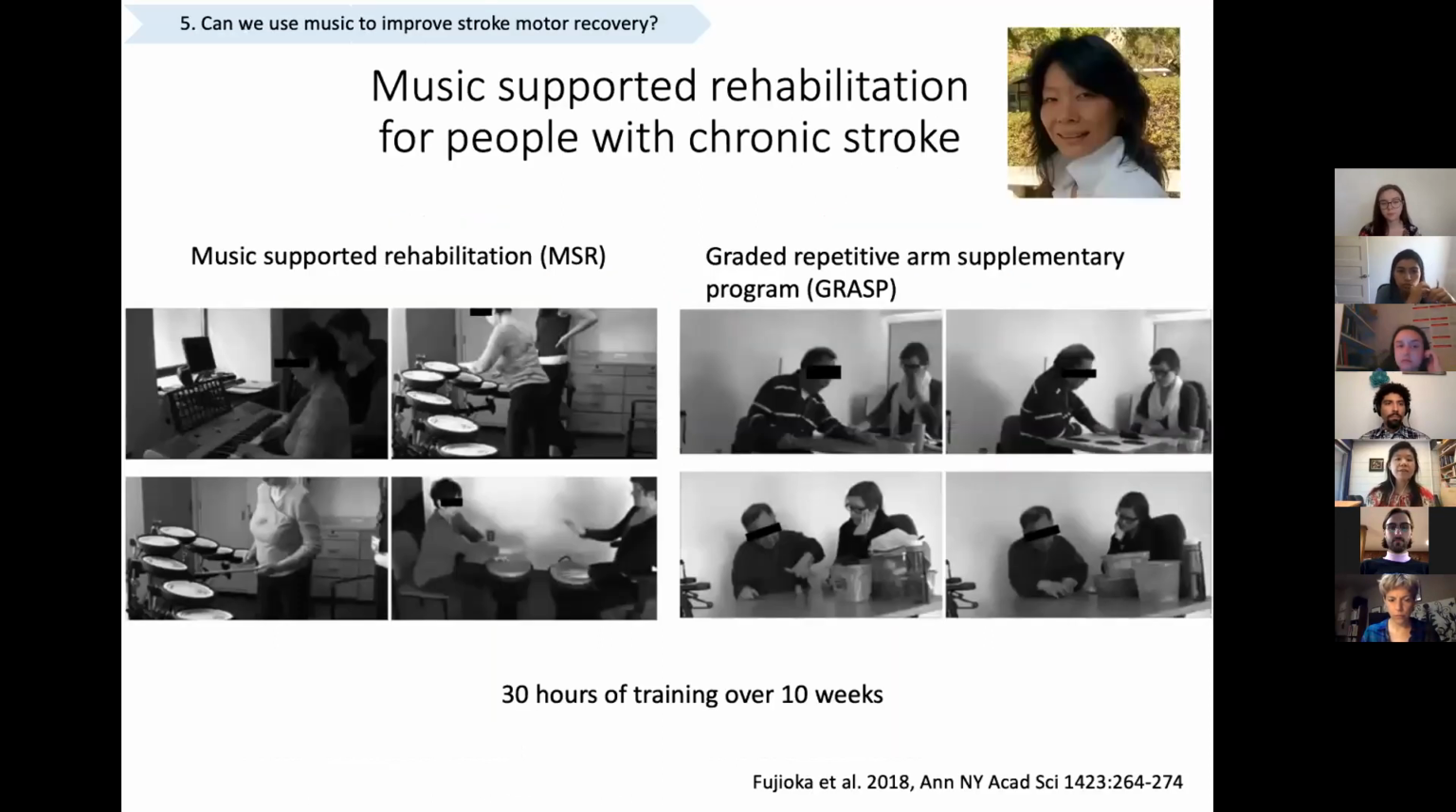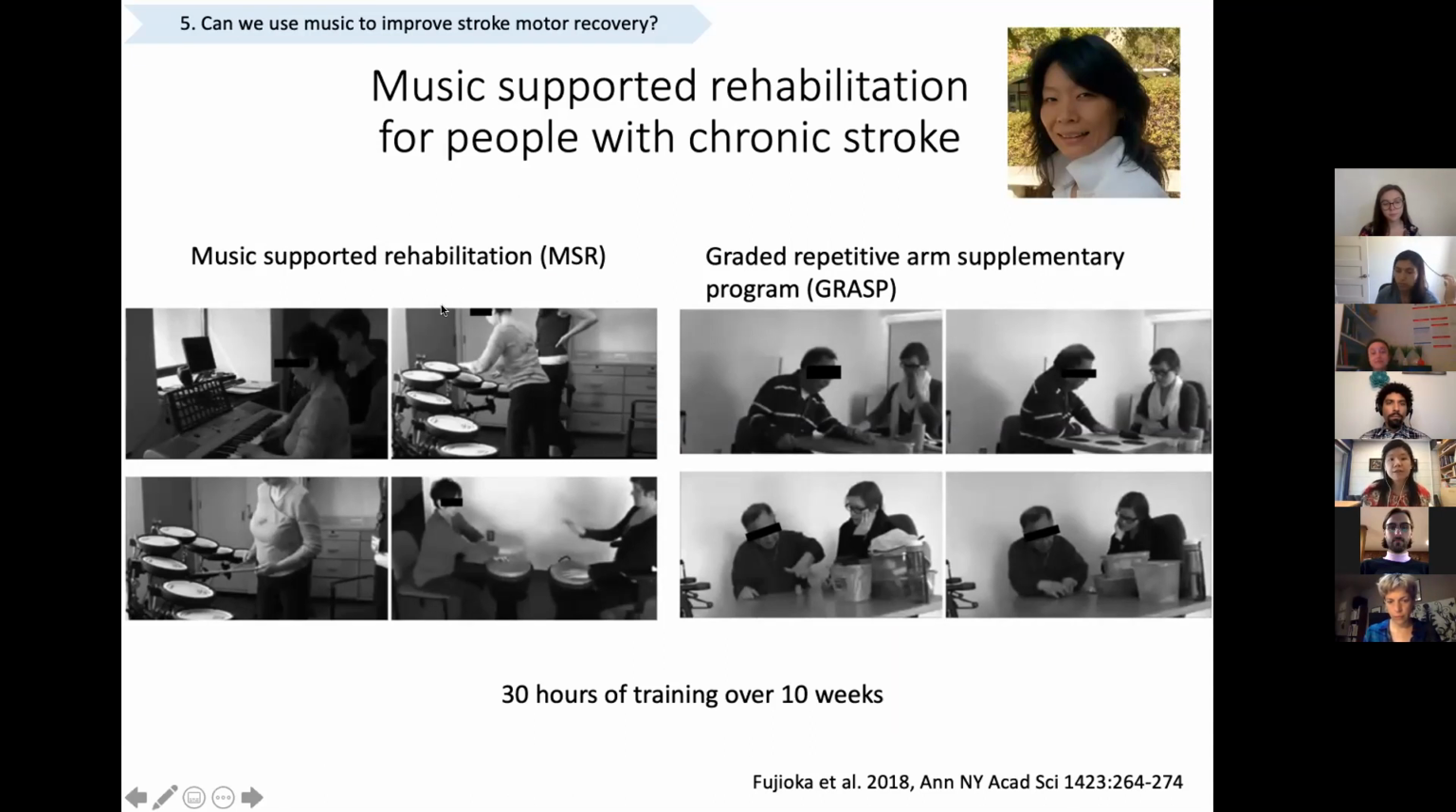And so this is a study that was led by Takako at the Rotman Research Institute, and she's now at Stanford University. And I was very fortunate enough to participate in this study, and we analyzed a lot of the imaging data, which I'll present later on. But essentially the idea behind this is that there were two groups of two interventions.